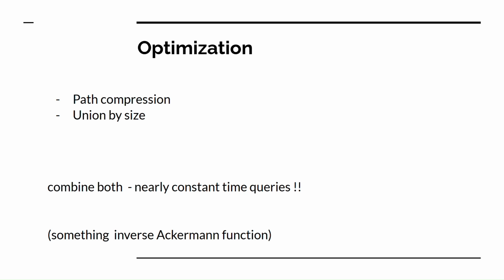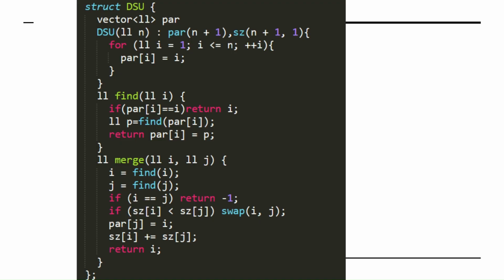And there is something known as the inverse Ackermann function. This proves this time complexity of O of n to O of 1. This I will definitely cover in another video. As of now, I assume that this is converting O of n to O of 1 time complexity. So this is the final code.